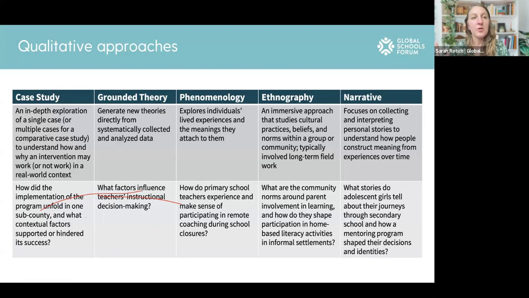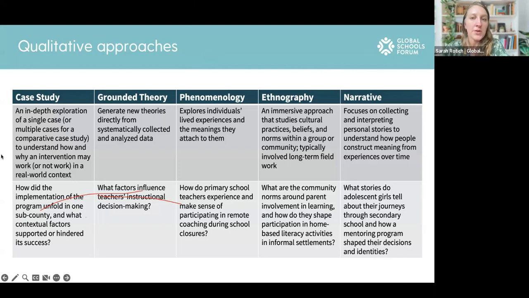The last broad approach within qualitative research is a narrative approach, which focuses on collecting and interpreting personal stories. And it can help you understand how people make meaning of their experiences over time. So within narrative research, you have this element of time and how people tell a story about their experiences over time. So an example could be what stories adolescent girls tell about their journeys through secondary school. And then within that, how did a mentoring program shape their decisions?